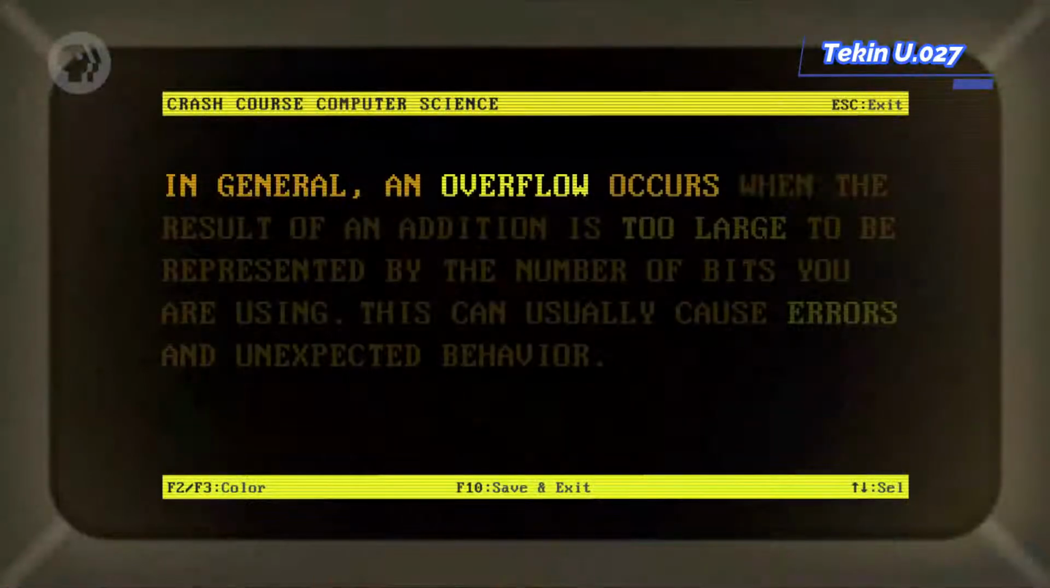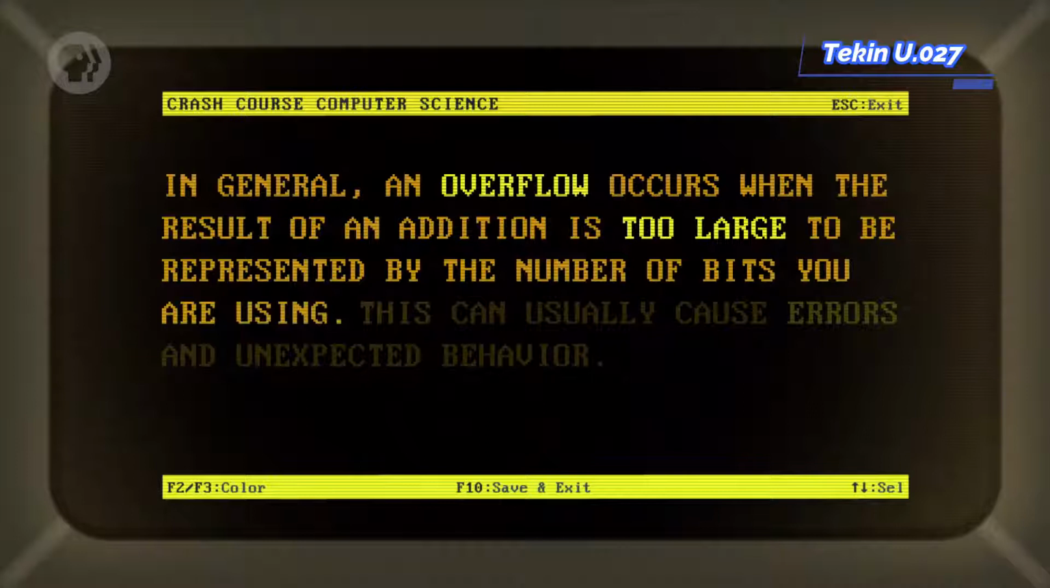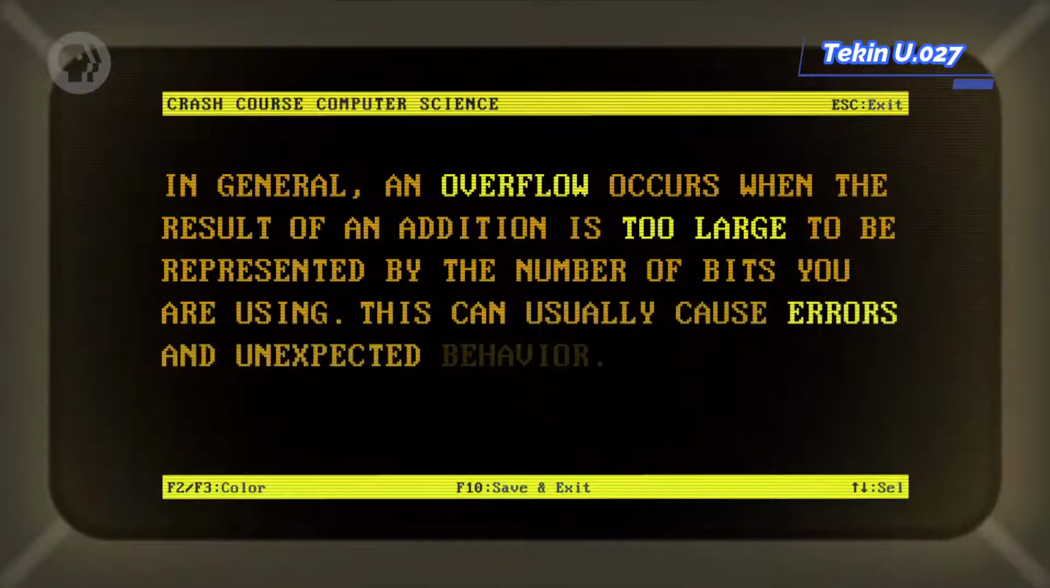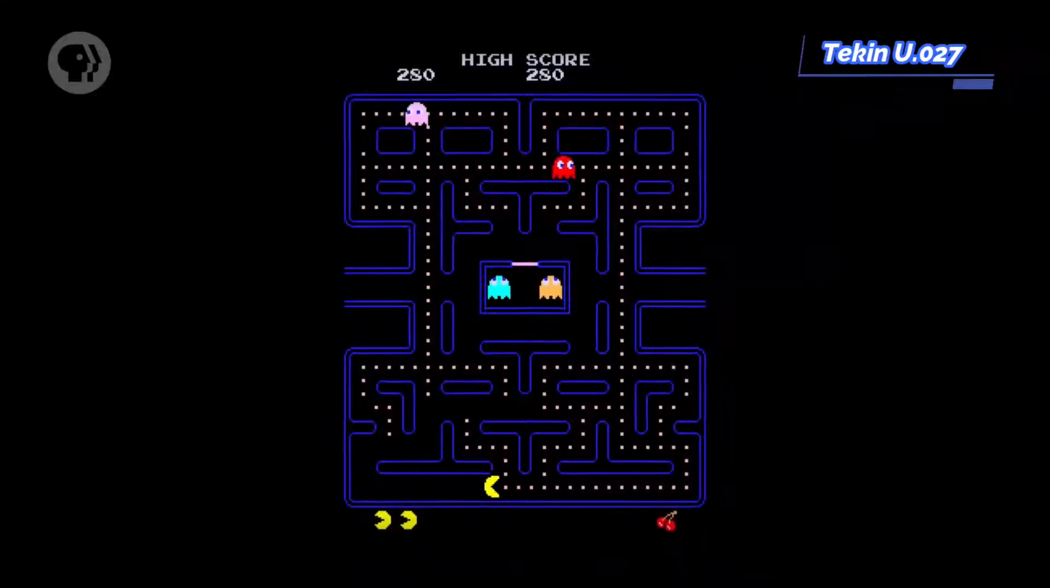In general, an overflow occurs when the result of an addition is too large to be represented by the number of bits you are using. This can usually cause errors and unexpected behaviour. Famously, the original Pac-Man arcade game used 8 bits to keep track of what level you were on.